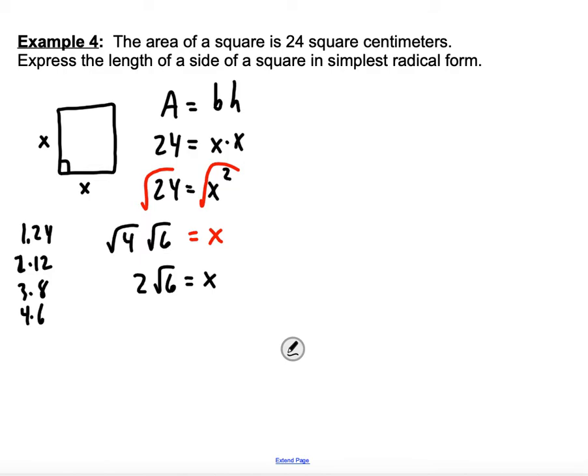And the area there was in square centimeters, so each one of those sides is in centimeters. So I'm going to label it 2 square root of 6 centimeters.